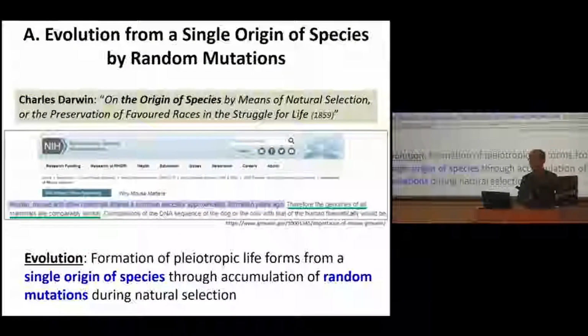So this is a snapshot from the National Human Genome Research Institute. They are saying that human, mouse, and other mammals share a common ancestor approximately 80 million years ago. So evolution can be defined this way: formation of pleiotropic life forms from a single origin of species through accumulation of random mutations during natural selection. So we were told by NIH that mouse and humans share the same ancestor, and we evolved through random mutation. And is it really the case?